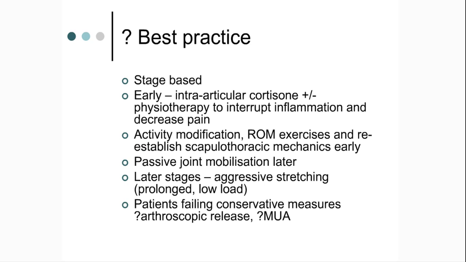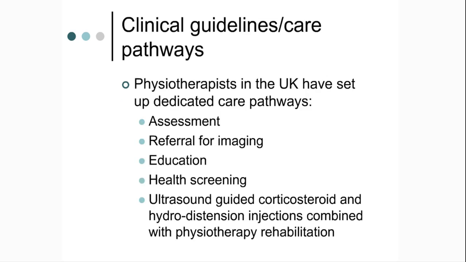So what's the best practice? Stage-based. I think the evidence, and certainly anecdotally, would suggest early cortisone injection plus or minus physiotherapy. I would say plus physiotherapy. Range of motion exercises early on, potentially more aggressive passive mobilisation later. People who fail that, potentially hydrodilatation, arthroscopic release, but I don't see many patients going to that stage these days.